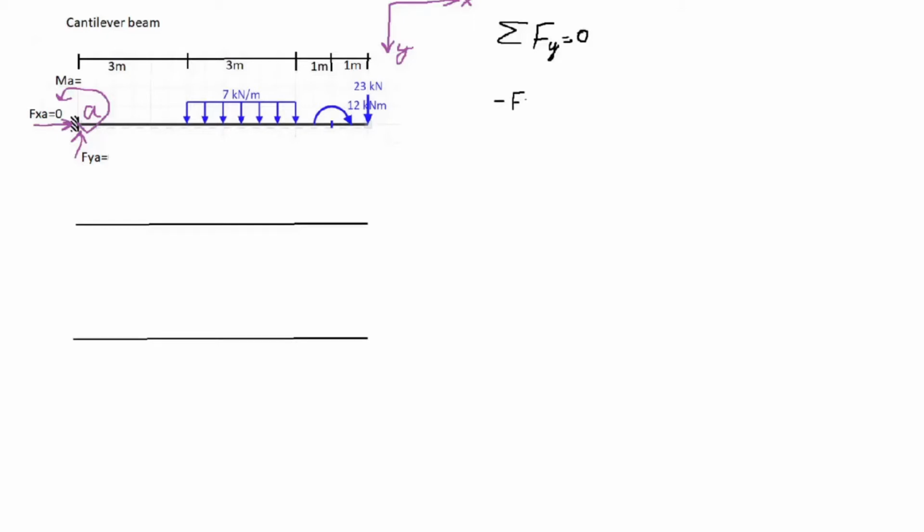The first one being our unknown Fya. Second one is the distributed load 7, and since we have it for 3 meters, it is 7 times 3. Third one being the final concentrated load, 23 kilonewtons, and this sum is equal to 0. Now let's use our calculator to find out that Fya is equal to 44 kilonewtons.